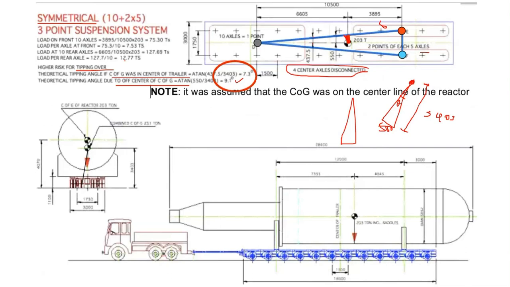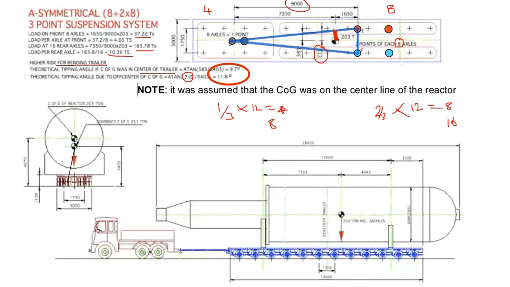And the theoretical tipping angle if COG was in center of trailer. If COG is at center of trailer, that's 583, right? 583 by 3403 is 9.7 degrees. This becomes what, this off-center angle due to off-center of COG. That's 715. 715 by 340, 11.8. So 11.8 is bigger.